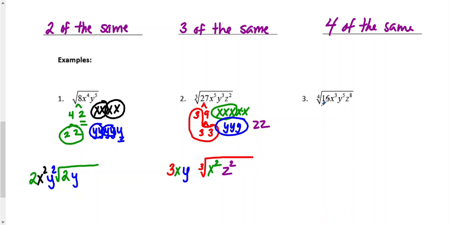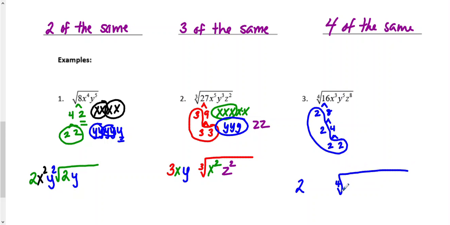And finally, example 3, we're taking the 4th root, which means I need 4 of the same. So again, I'm going to start with my number. So 16 I can break down to 2 times 8. 8 I can break down to 2 times 4. And that 4 can be broken down to 2 times 2. So there are 4 of the same numbers. So that means one group of 2's is coming to the outside. I'm going to leave some space and write my 4th root. No numbers are left over, but I'm pretty sure I'll have some letters.